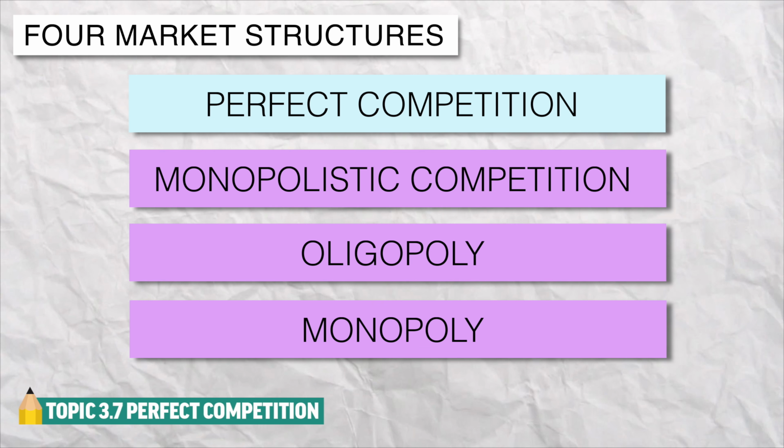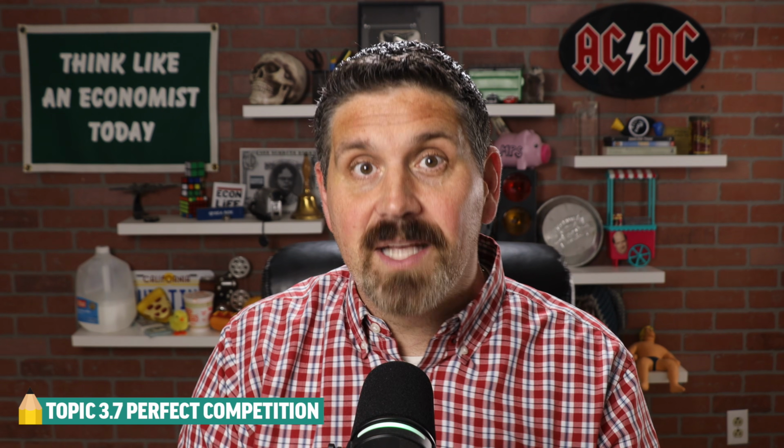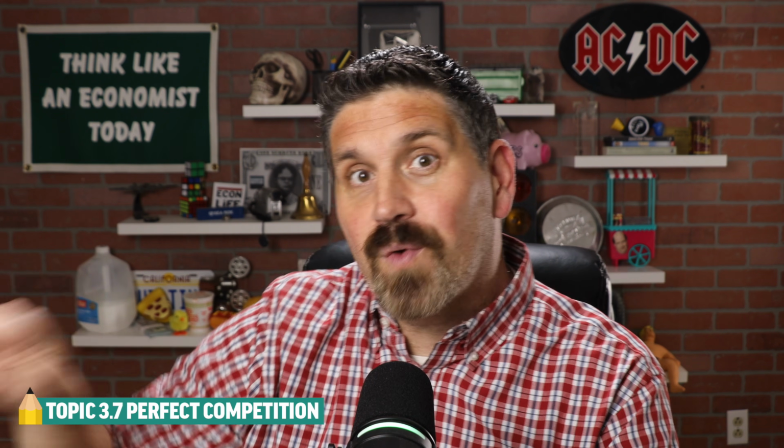oligopolies, and monopolistic competition. Each market structure has their own unique characteristics and graphs that you have to be able to draw and manipulate. Perfect competition is the most important one because if you understand this, you're going to understand all the other stuff we're going to learn later.